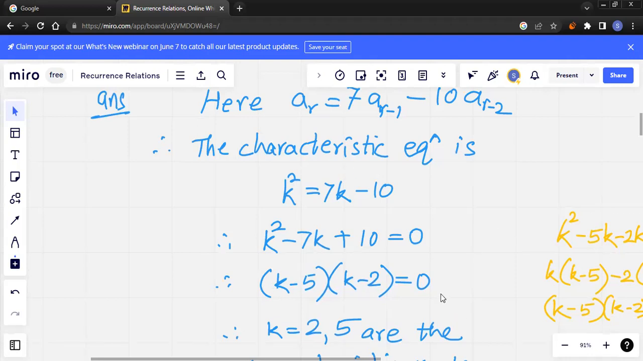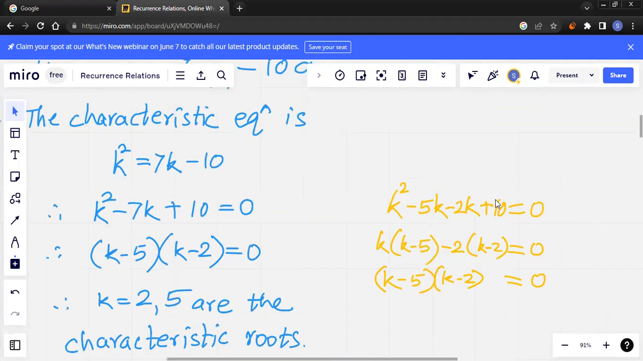You rewrite it. This is your usual quadratic equation. What we observe is k square minus 7k plus 10 equal to 0. The constant term is plus 10, so the product of the factors we want to be plus 10, and the sum of the factors should be minus 7. So we have done rough work over here.